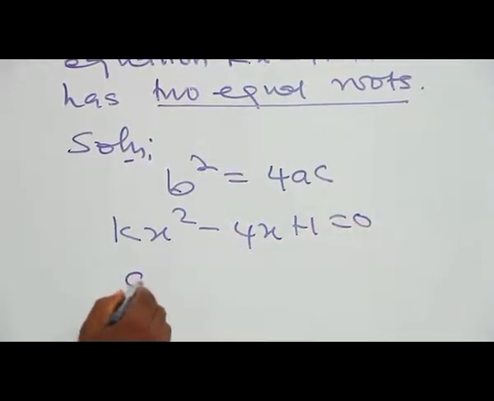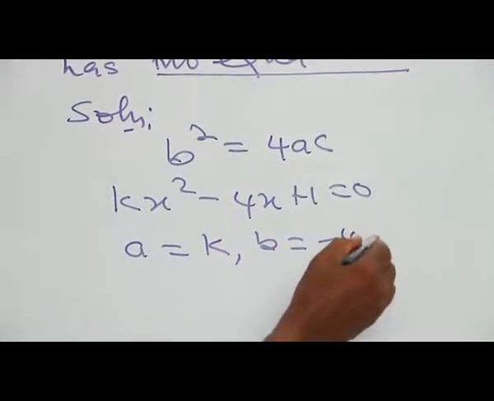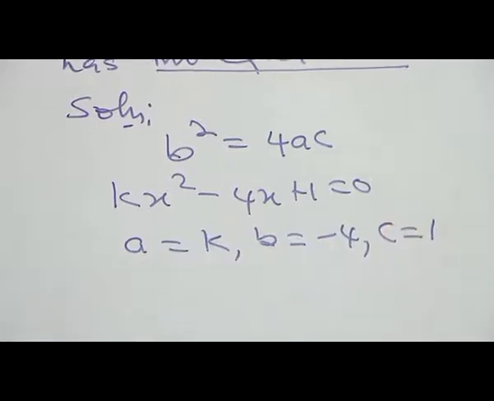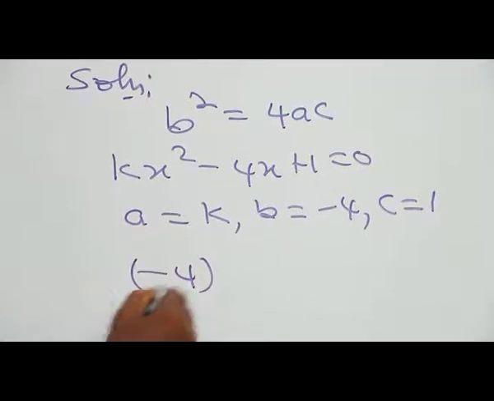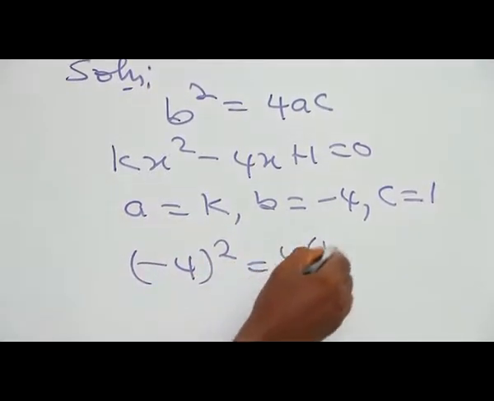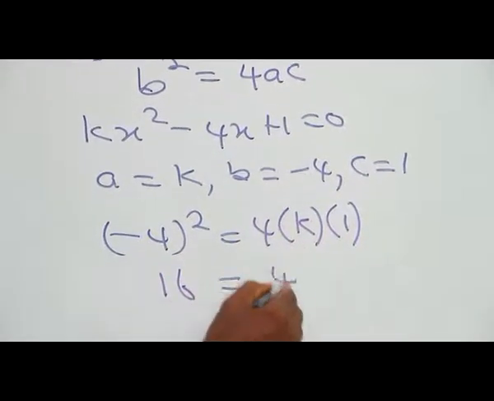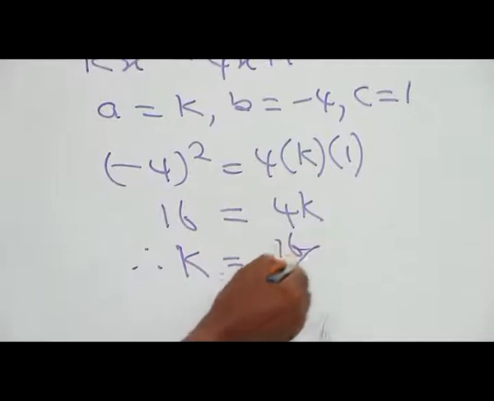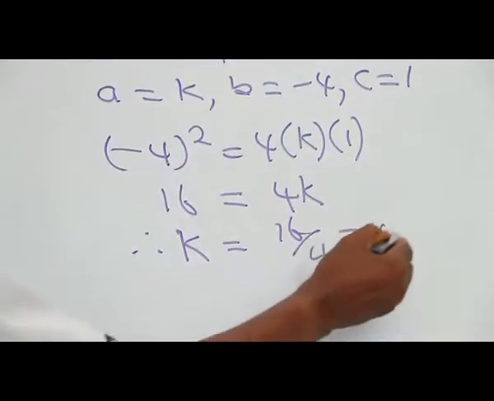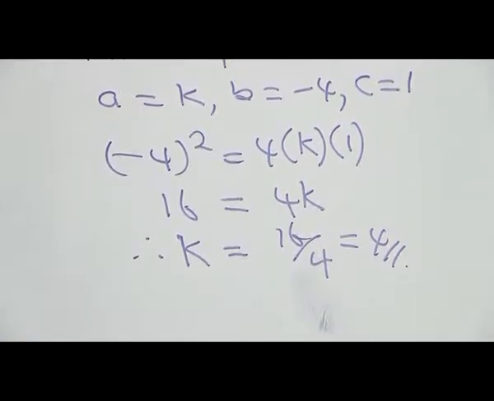And then here, if you look at the equation given to you, ks squared minus 4s plus 1 equal to 0, your a here is equal to your k, your b here is equal to minus 4, and your c here is 1. So substituting them in the equation, we now have b squared, which is minus 4 squared, will be equal to 4 times k and then times c. So the result is 16 here equal to 4k. Therefore, k, which is what you are asked to find, is 16 all over 4, and the answer is equal to 4. So when k is equal to 4, that expression will be a perfect square.